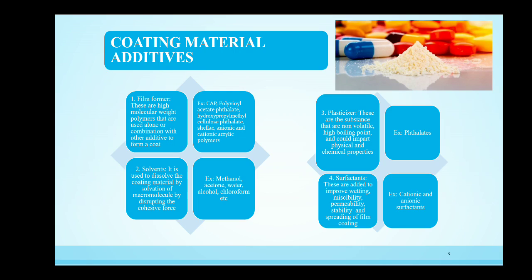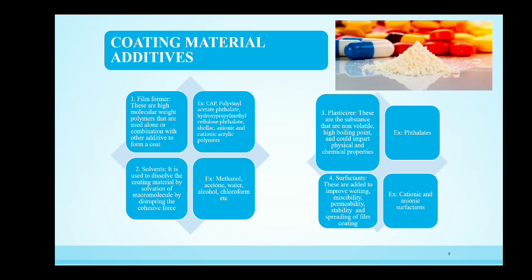Third additive of a coating material is plasticizers. There are two different types of plasticizer. One is internal, other one is external, depending on the addition to the polymeric film material. Internal plasticizers cause a chemical modification in the polymer, usually copolymerization, to impart or achieve desirable properties, whereas external plasticizers are added to change the physicochemical properties. So these plasticizers are substances that are non-volatile, having a high boiling point, and could impart physical and chemical properties. Example is phthalates.